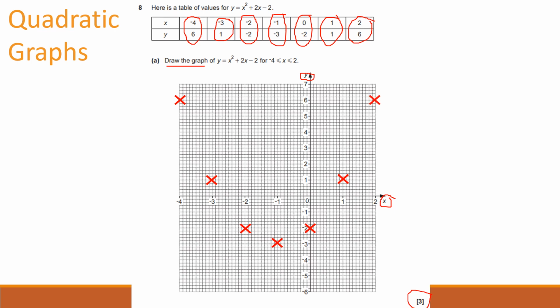Okay, so I've plotted all the points. Now to draw the graph, I have to draw a curve between all these points, so it's a nice smooth curve to complete the graph. Now this was worth 3 marks.